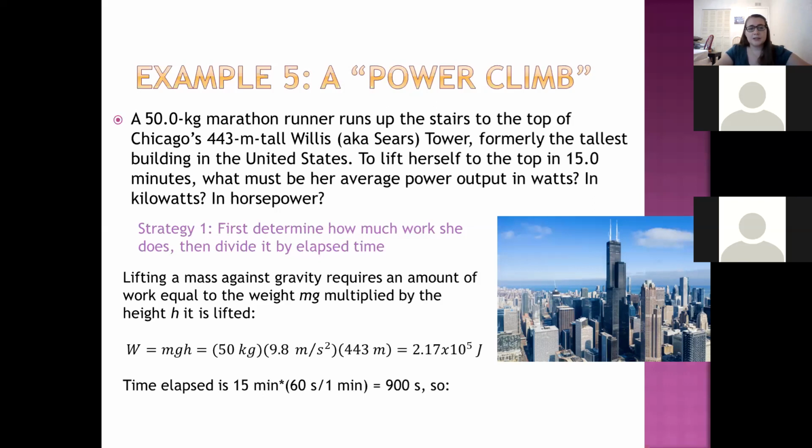The time elapsed is 15 minutes, which, if we convert that to seconds, ends up being 900 seconds. So the average power is 2.17 times 10 to the 5th joules divided by 900 seconds, or 241 watts. Remember, to go from watts to kilowatts, you divide by 1,000. Kilo is one of those prefixes that you should know off the top of your head. So if you've forgotten how to do those in the past 3 weeks, just take a quick refresher, maybe tonight, and look through those metric prefixes.